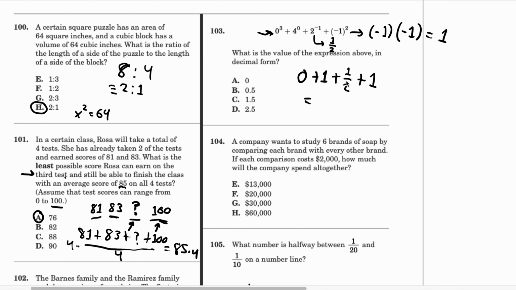So 1 plus 1 is 2, plus 1/2 is 2.5. And now we want this in decimal form, right? So that would be 2.5. So that would be D. Okay.